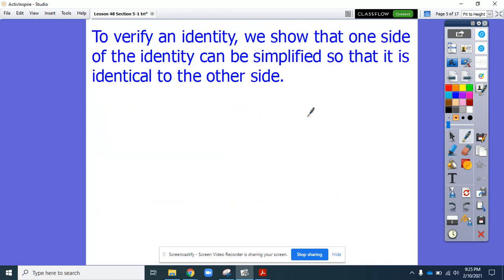So let's start out with, what does it mean to verify an identity? This says it means we are showing that one side of the identity can be simplified so that it is identical to the other side. So we are basically proving that something is true. All right, so verifying an identity, we're going to be proving that something is true.